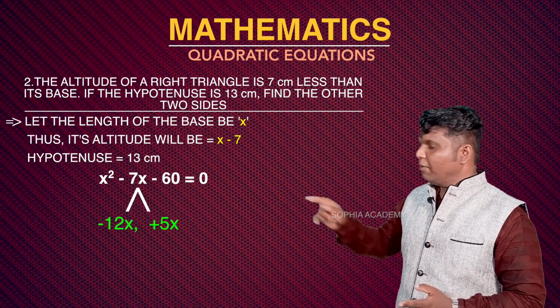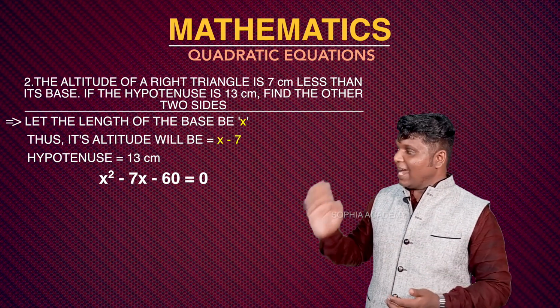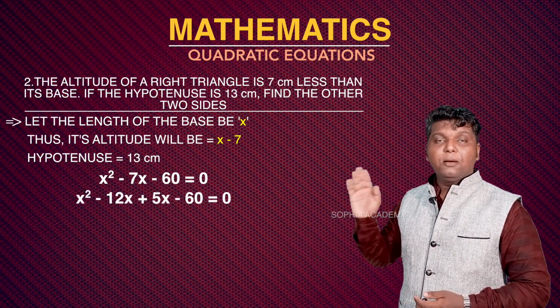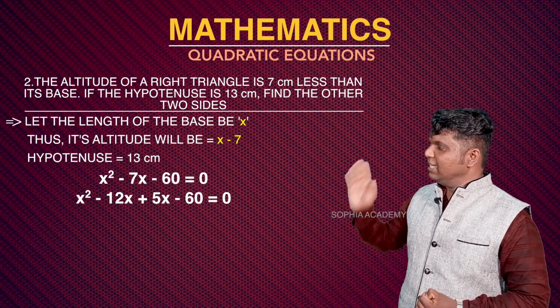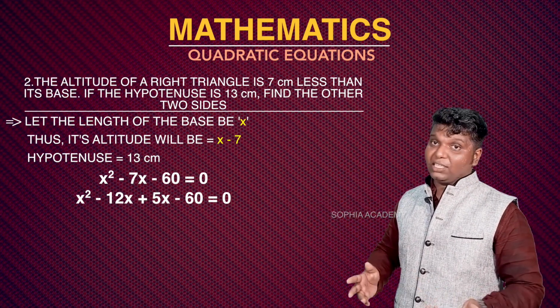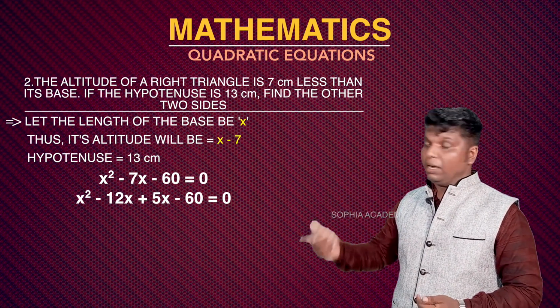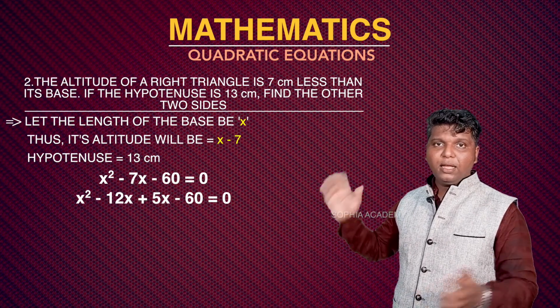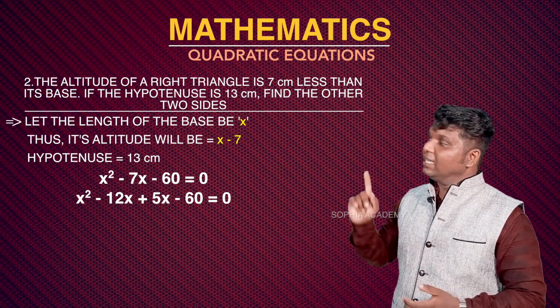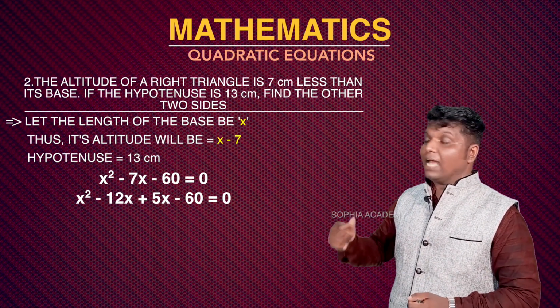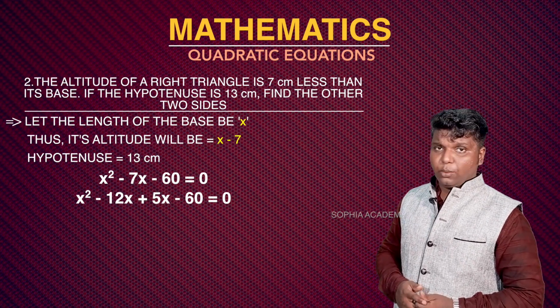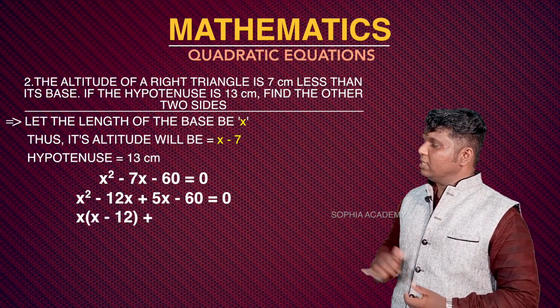So now our equation will be reduced like this: x square minus 12x plus 5x minus 60 is equal to 0. And as usual, from the first two terms take the common, from the third and fourth term take out the common, then we will club them together, right? Taking the common outside from the first two terms, x is the common. Taking x outside, you will get x into x minus 12.